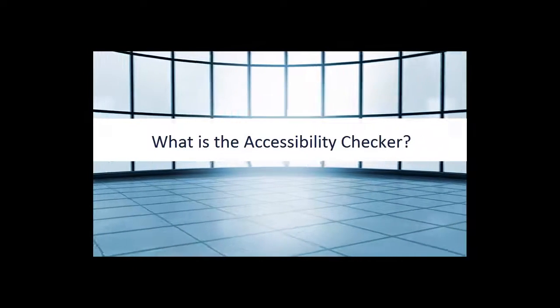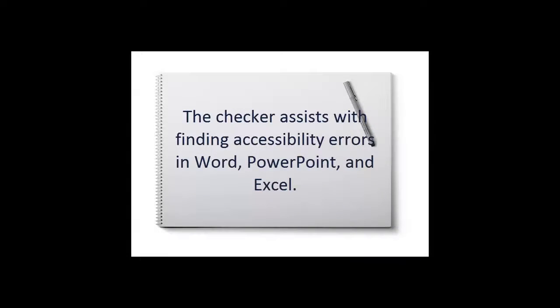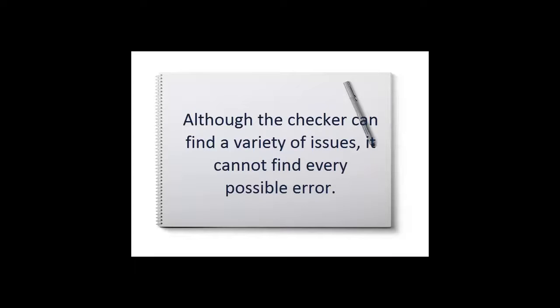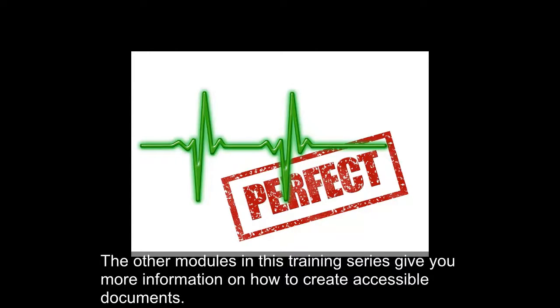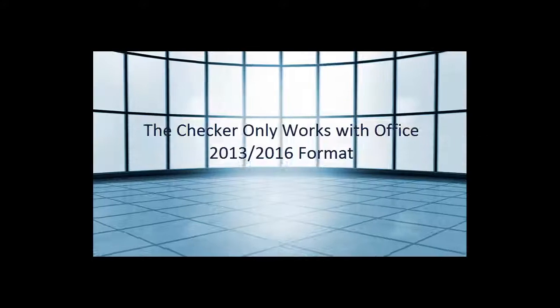What is the Accessibility Checker? The checker assists with finding accessibility errors in Word, PowerPoint, and Excel. Although the checker can find a variety of issues, it cannot find every possible error. If you get a clean bill from the Accessibility Checker, you still need to follow the rules for creating accessible Office files. The other modules in this training series give you more information on how to create accessible documents.